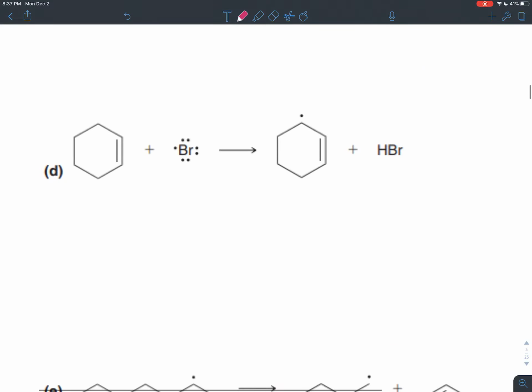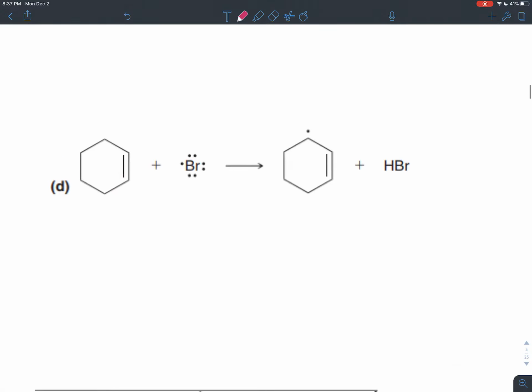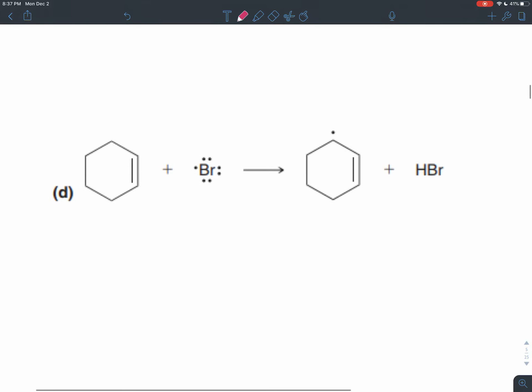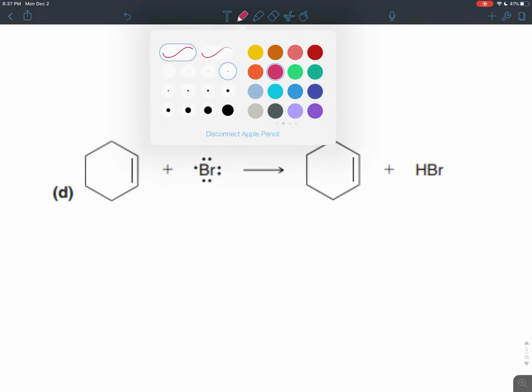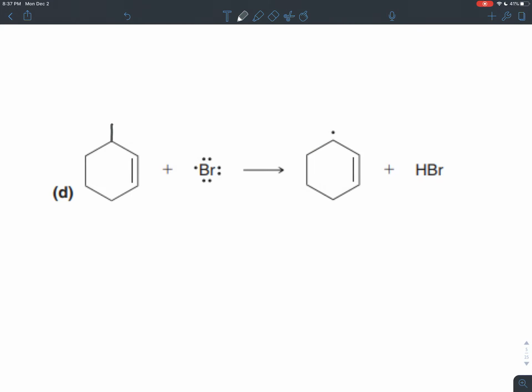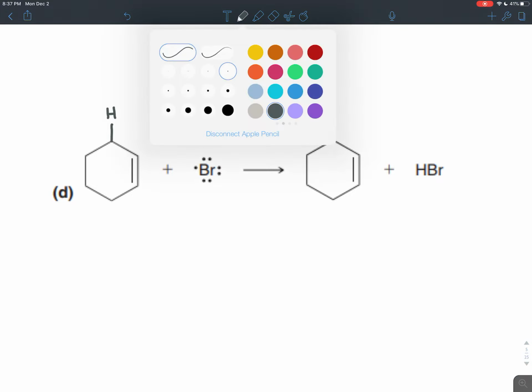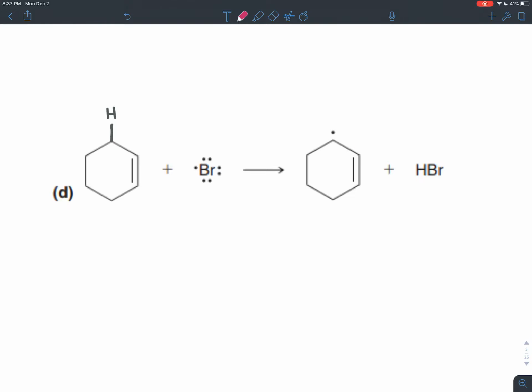Okay, let's try D. D is interesting. You see the pi bond stays the same, so we're not going to rip any electrons off of that in this exercise. Instead, what you see changes is that there's a hydrogen here. It's not drawn in explicitly, but we can draw it in so that we can think about it more clearly. There's a hydrogen there, and what ends up happening is that you form a radical there instead.